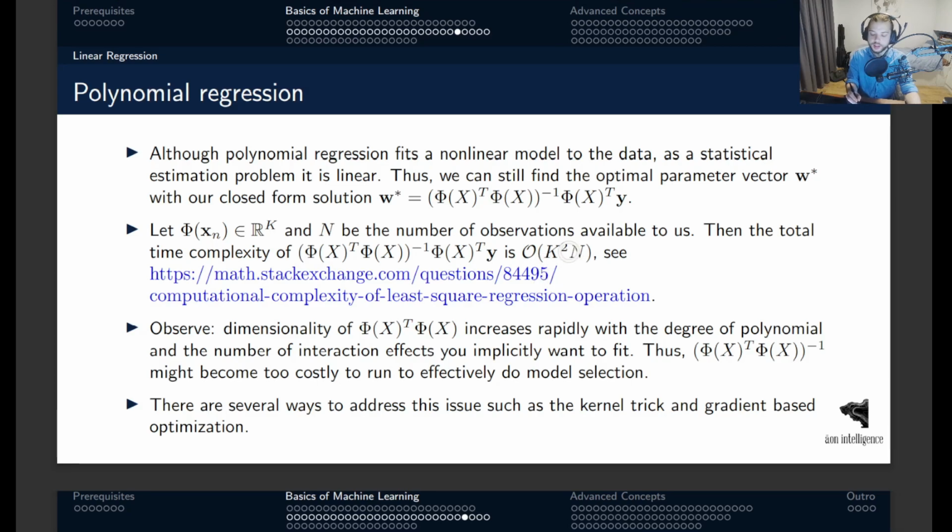If you're interested in seeing how you arrive at this time complexity, because there's still something you can do about making this more efficient using some matrix decompositions, then have a look at this Stack Exchange thread. But the main takeaway is that the dimensionality of this k by k object increases rapidly with the degree of polynomial we want to fit, or the number of interaction terms we implicitly want to fit to our data. Later we will talk a little more about model selection.